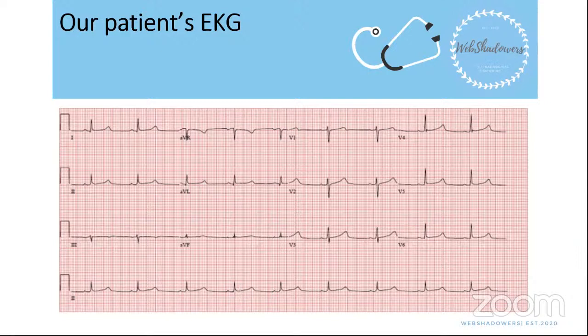But another important take-home point is that you always have to sit down and do the actual calculations, look at the numbers yourself. We didn't talk about how to calculate these things, but just looking at the actual values here, we can tell that this is going to be a prolonged QT interval. So good job. We'll quickly talk about what that means.